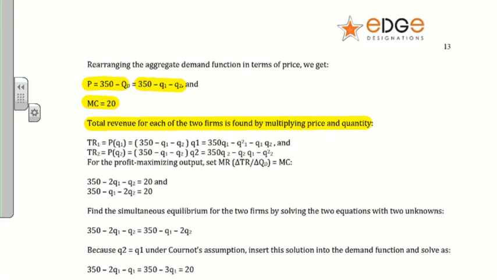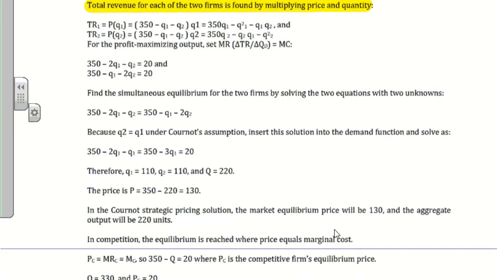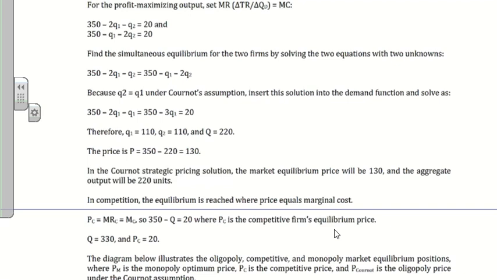I'm not going to do all that math together with you. You need to solve both of your equations, quantity 1 and quantity 2, looking at all of the maths over here under Cournot's assumption, and we come out with our pricing. In the Cournot strategic pricing solution, our market equilibrium, after doing all of the maths, the output quantity will be 220, and we sell for a price of 130. Everybody comfortable with that?